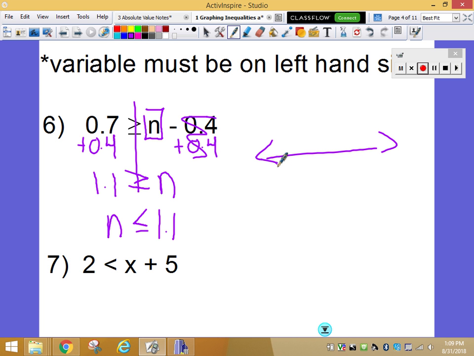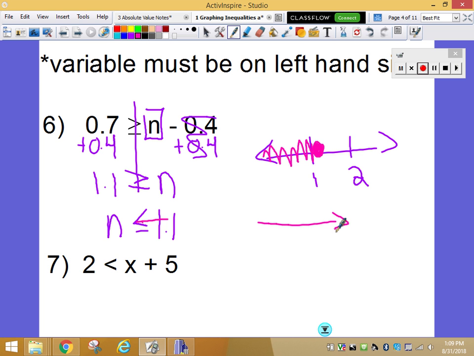There's two ways you can see this graph. 1.1 is in between 1 and 2, right? And it's really close to 1, so I'm going to do a circle right here. Should I leave it open or shade it in? Hopefully you see you should shade it in because it has that line underneath it. And if I turn this into an arrow, it points to the left.